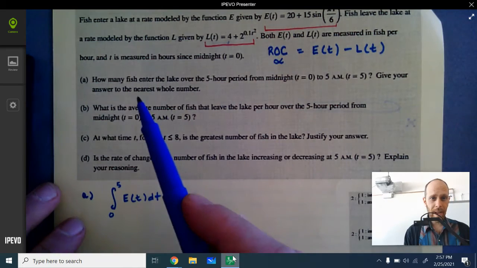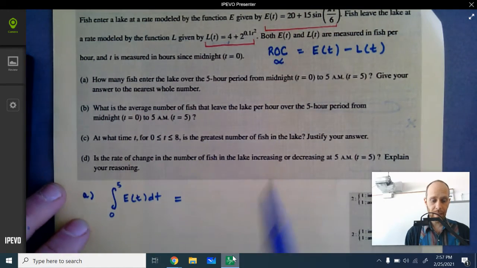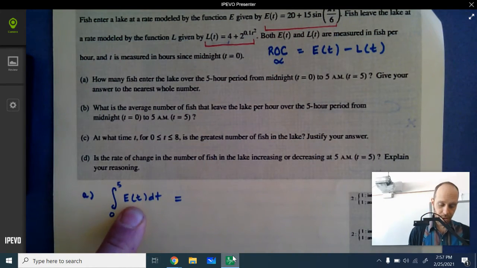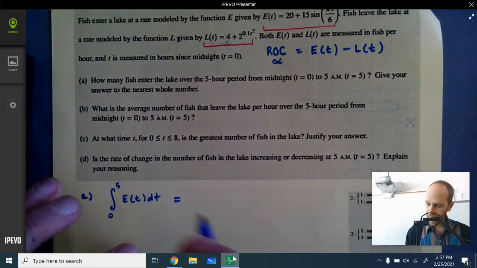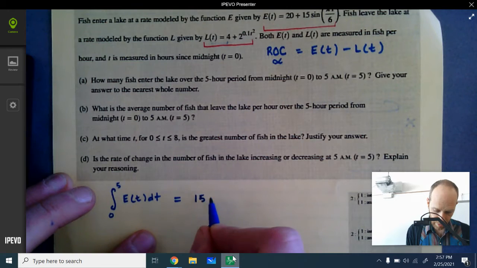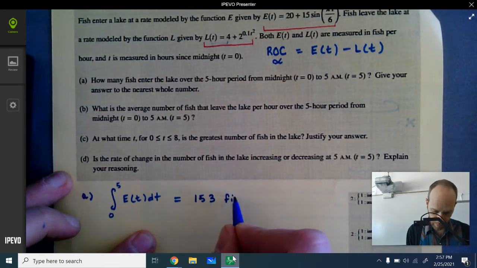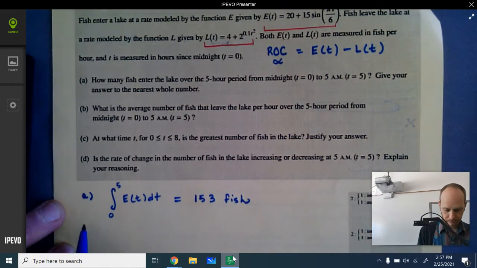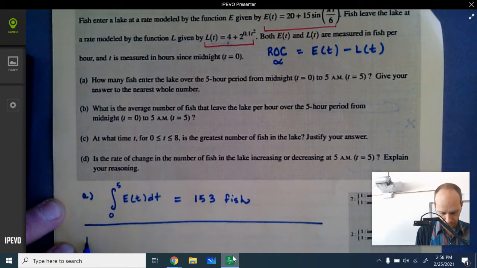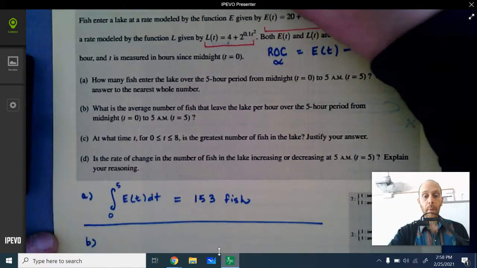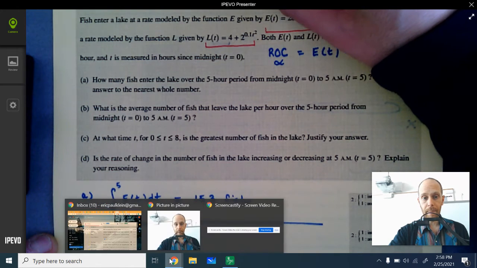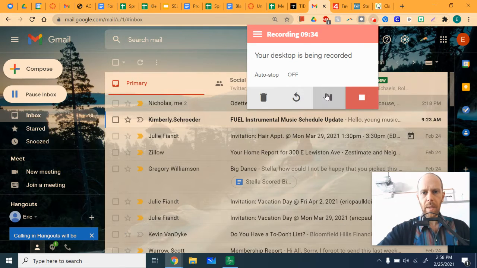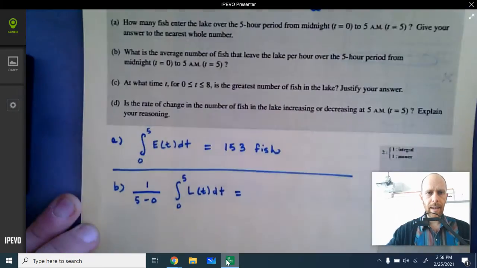A asked us to find how many fish enter the lake, so we're only using the enter equation. Since it was a rate, we take the integral. The value that we end up getting is 153 fish. Okay. Pause the video and try B. Let's see how you did on B.